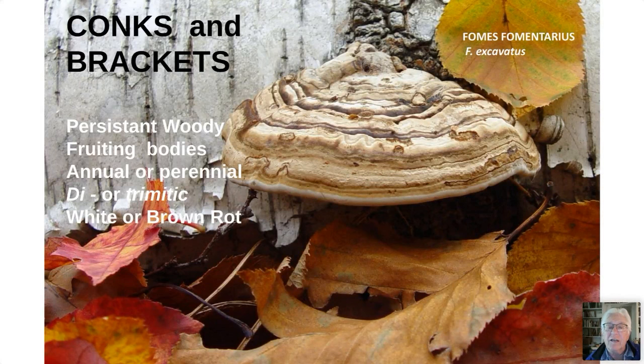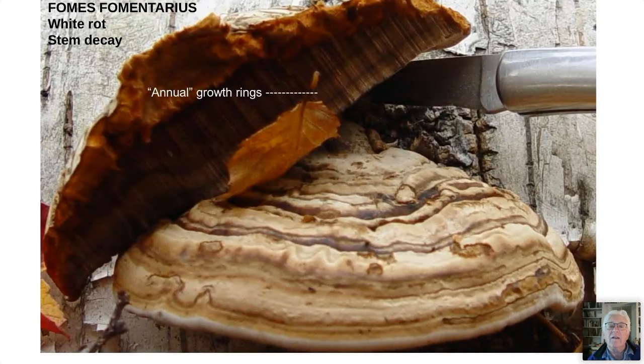They're not necessarily coordinated with the calendar of the seasons, but they do come about periodically, either annually or during the course of the year. They're dimitic, and they can produce either white or brown rot. This one is Fomes fomentarius, one of the most common that we find in the area. And here it is where I've just cut it in two. When you cut it in two, you can see these annual growth rings inside.